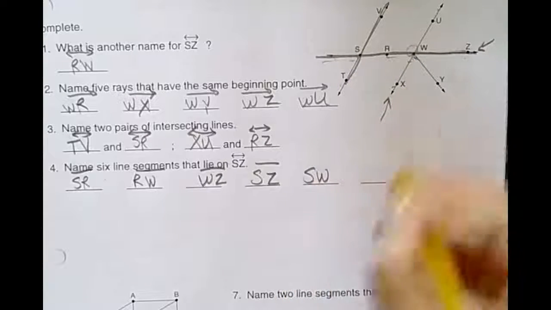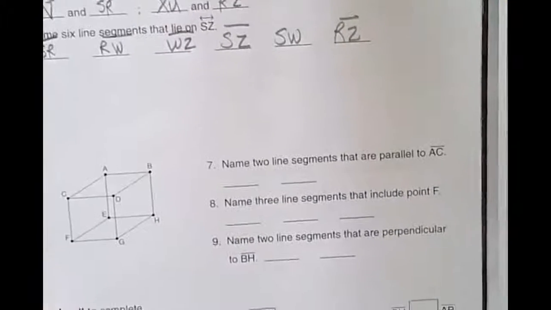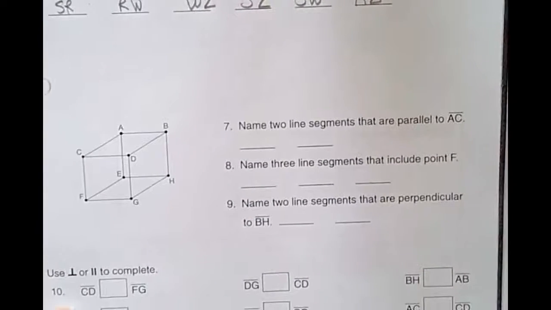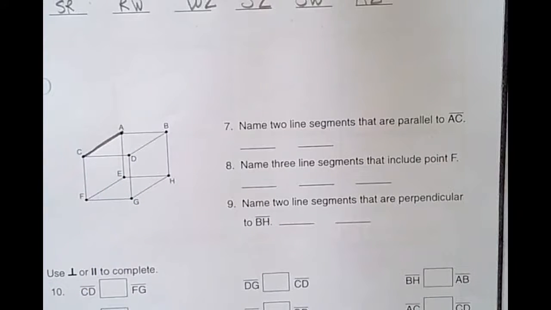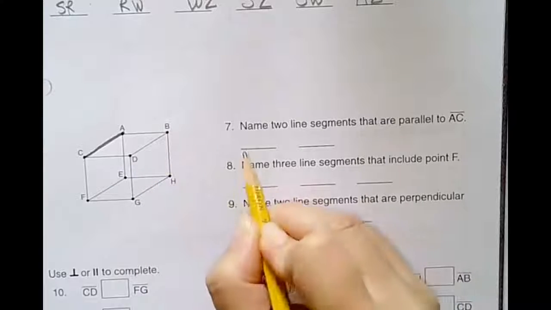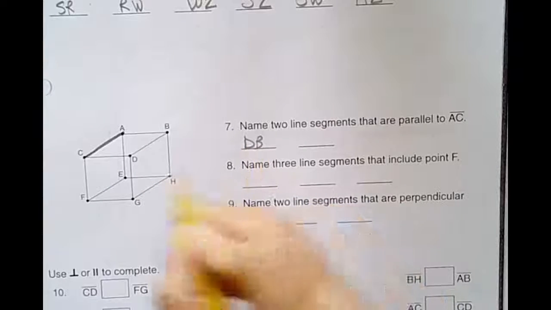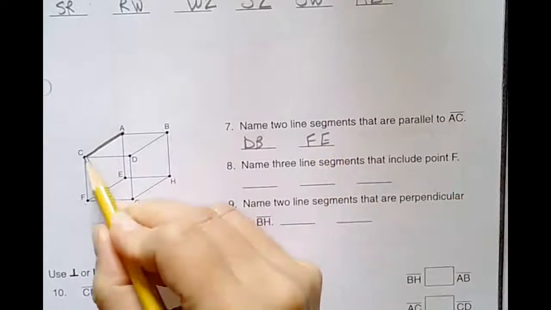This guy down here, name 2 segments that are parallel to AC. Well, let me kind of highlight AC. If I am parallel, then I am going to go the same direction in the same plane. Well, the top plane has DB, and the bottom plane has FE. I could have also gone diagonal. Sorry, excuse me. And I could have gone with GH.